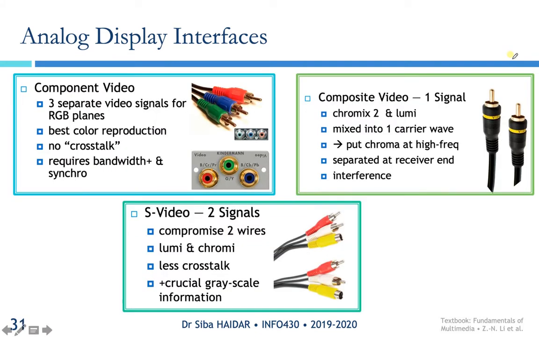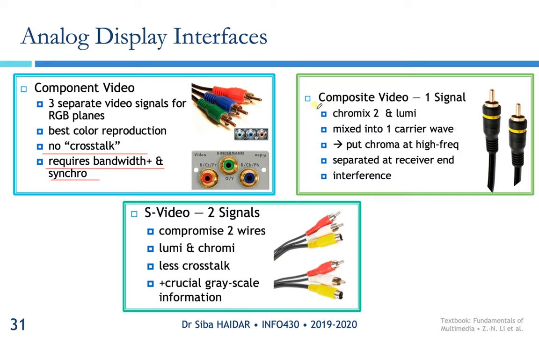As for the component video, 3 separate video signals for the RGB planes. It can be also for other planes, YCbCr, YIQ, so the 3 channels each on a separate signal, and this is very good for analog interfaces. It has the best color reproduction, and there is no crosstalk because each signal is on a wire, and it requires elevated bandwidth, of course, and it requires synchronization because every signal is alone. Say they arrive, we have to synchronize which value with which value, and if some are lost, we have to see what to do with the other 2 channels.